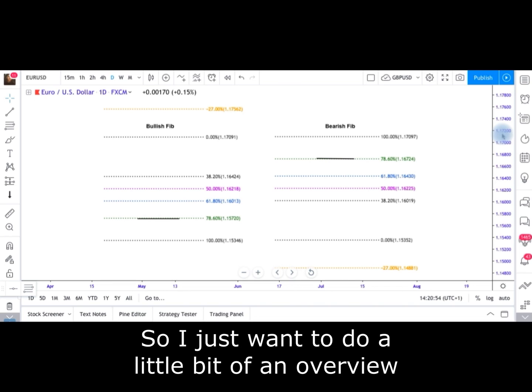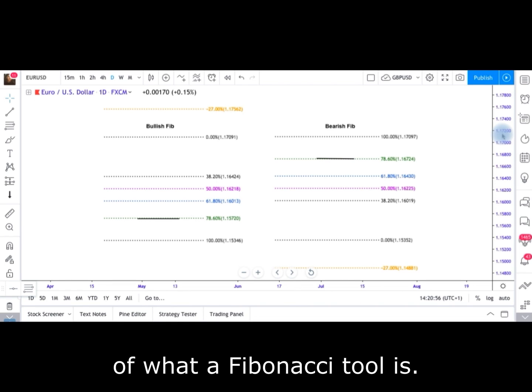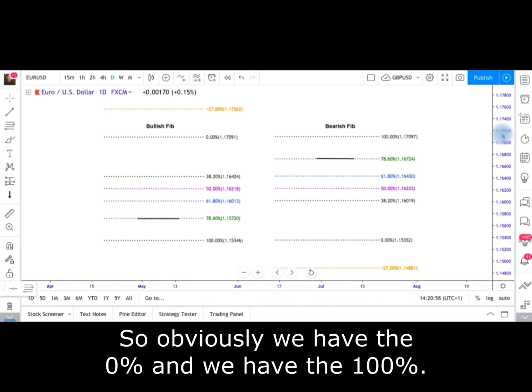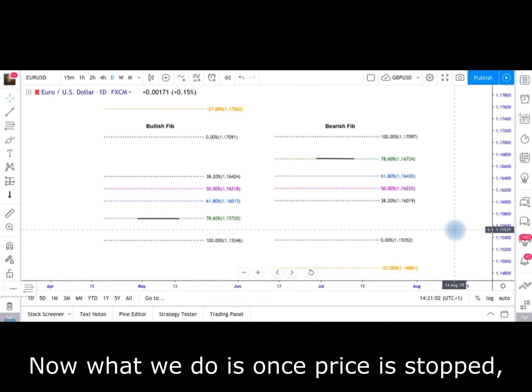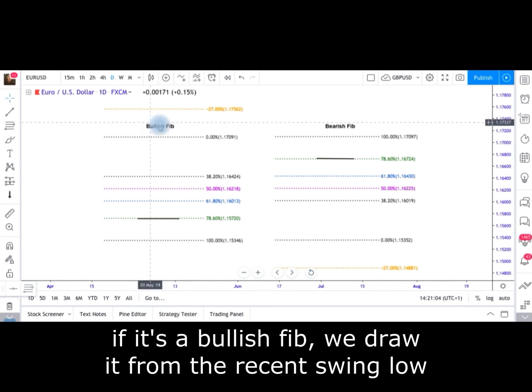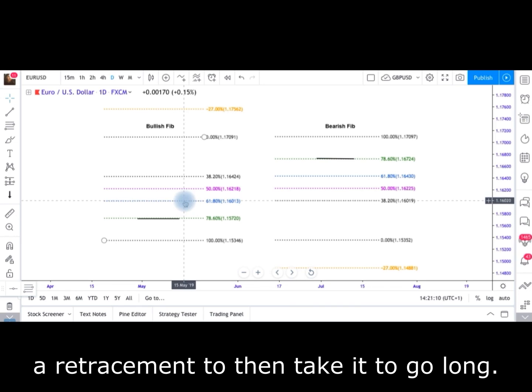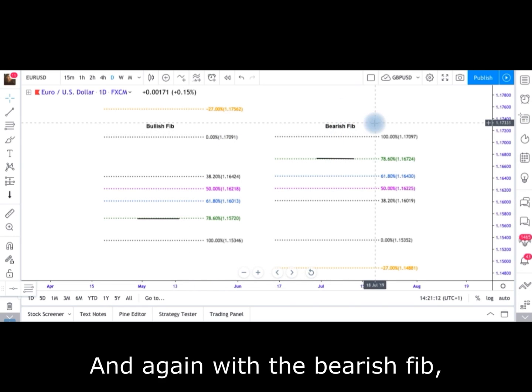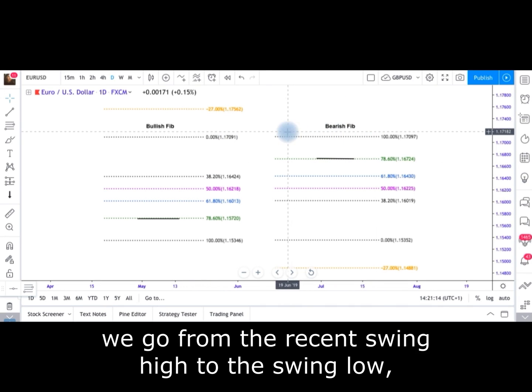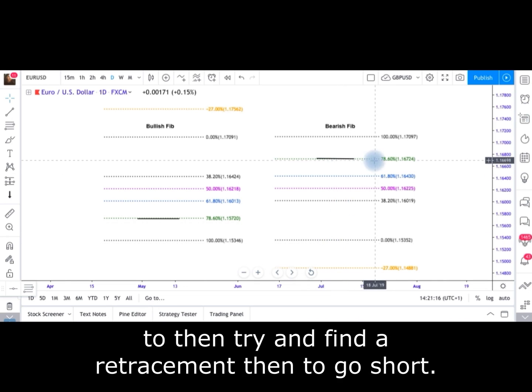So I just want to do a little bit of an overview of what a Fibonacci tool is. So obviously we have the 0% and we have the 100%. Now what we do is once price has stopped, if it's a bullish fib, we draw it from the recent swing low to the swing high to try and anticipate our retracement and to then go long. And again with the bearish fib, we go from the recent swing high to the swing low to then try and find a retracement to go short.